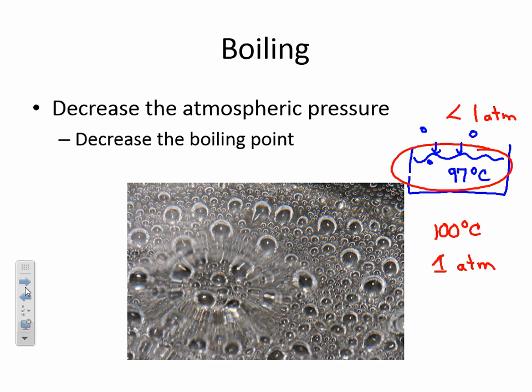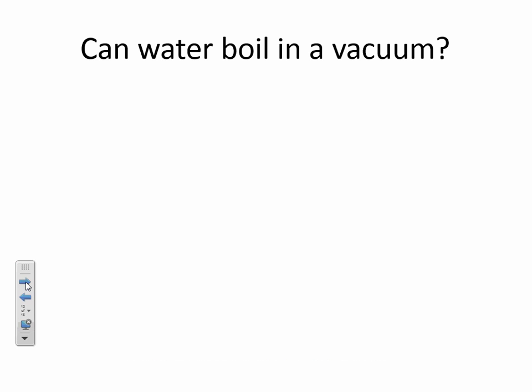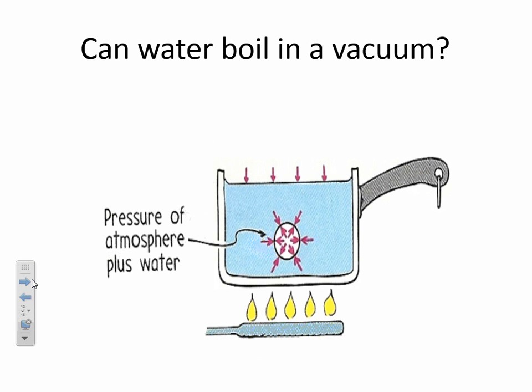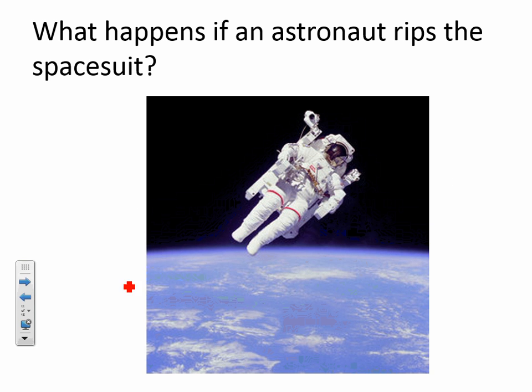Have you ever wondered why you have to cook noodles longer in Truckee? It's because your water is not as hot, so it takes longer to cook some foods. Can water boil in a vacuum? If you have no atmospheric pressure pushing down, I think your water molecules could escape without having that much energy. So what happens if an astronaut rips his spacesuit? We'll talk about that in class.